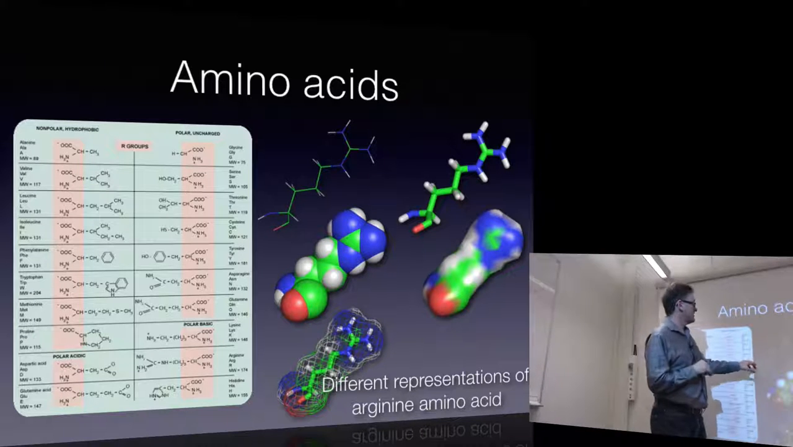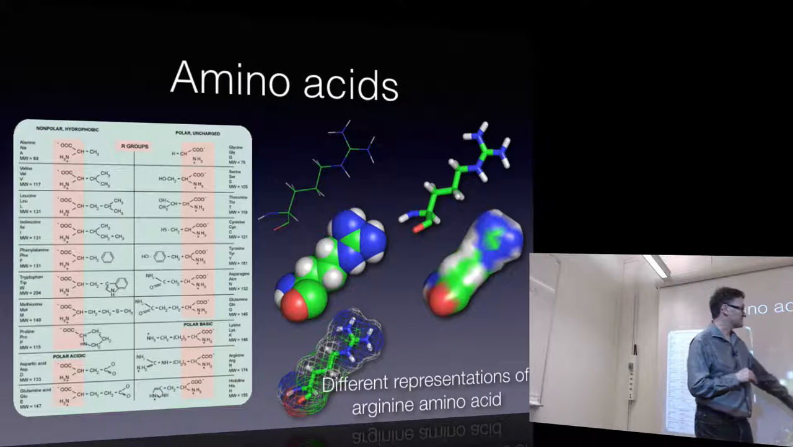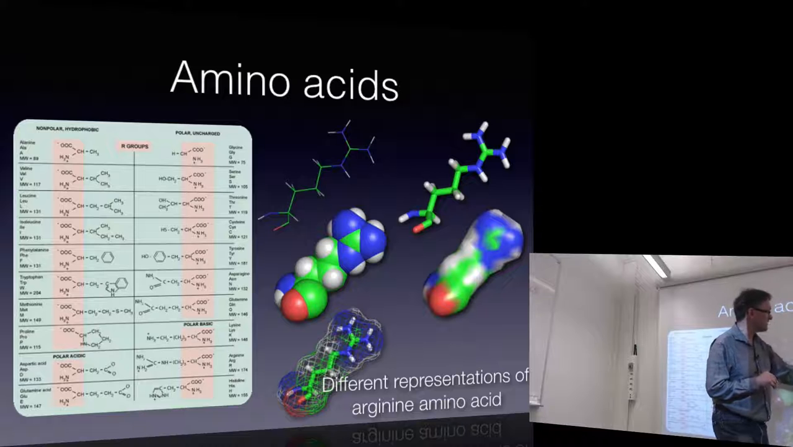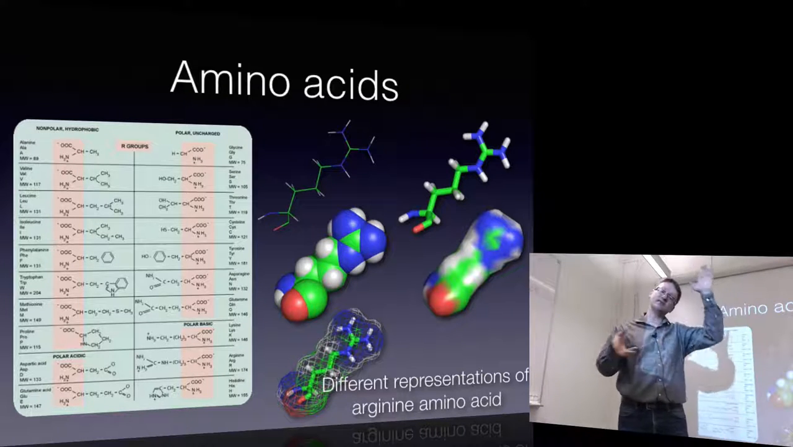You can think of an amino acid as a collection of atoms. That's certainly right. You can think of some sort of space-filling models. Those of you who have taken the bioinformatics course will possibly be aware of thinking of how you're going to build a model or something.